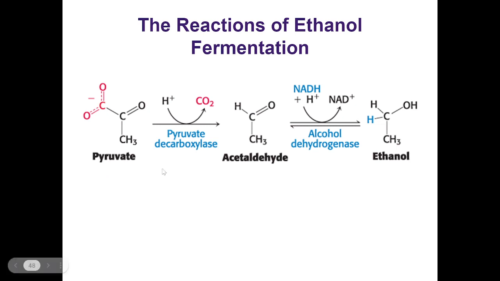Okay, and so this right here is going to be where pyruvate, with pyruvate decarboxylase, goes to acetaldehyde. This is where we use an H plus to get a CO2. And notice that this is the CO2 right here. That's that carboxylate group right there. Notice the name of this.